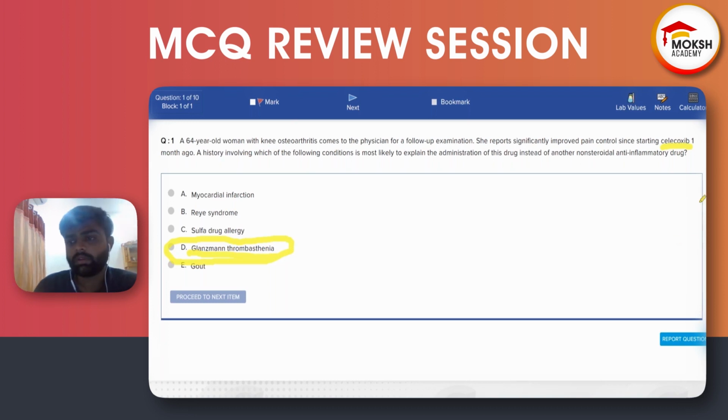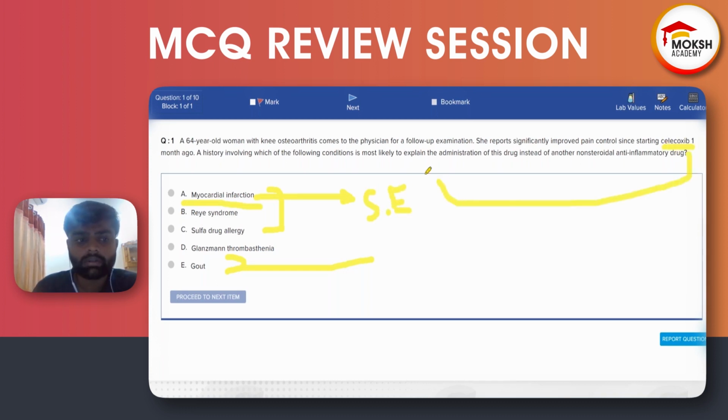Okay, remember all other conditions, like myocardial infarction, are a side effect of celecoxib. So we should not give celecoxib to someone who has a history of myocardial infarction, and it also has a sulfur in it, so it can cause sulfur drug allergy.